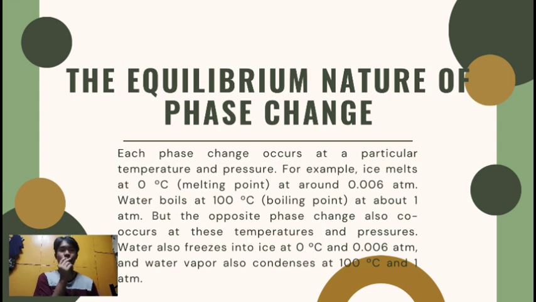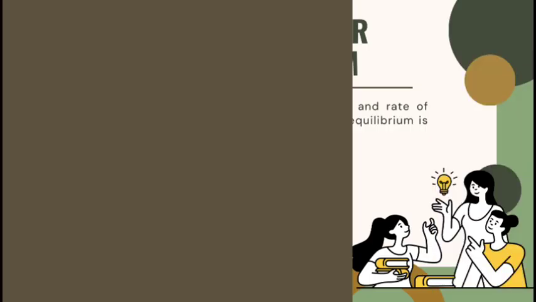Water also freezes into ice at 0 degrees Celsius and 0.006 atm, and water vapor also condenses at 100 degrees Celsius and 1 atm. At these specific temperatures and pressures, phases coexist. The rates of opposing simultaneous phase changes are equal. This condition is known as dynamic equilibrium, or simply equilibrium.